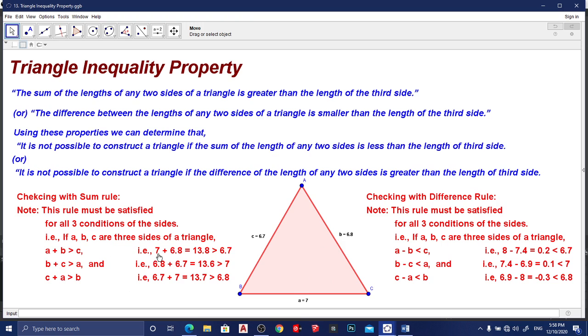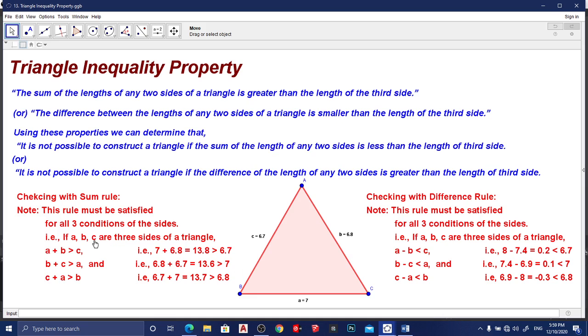Here A equals 7, B equals 6.8. By adding you will get 13.8, which is obviously greater than the third side, which is C, 6.7. So the first condition is satisfied. All three conditions should be satisfied. Now if you take B plus C, B is 6.8 and C is 6.7. 6.8 plus 6.7 is 13.6. This is also greater than the length of the third side, A, which is 7 here. 13.6 is greater than 7. So B plus C is greater than A is also satisfied.